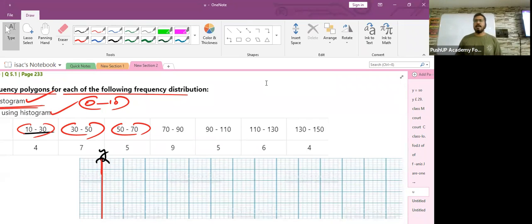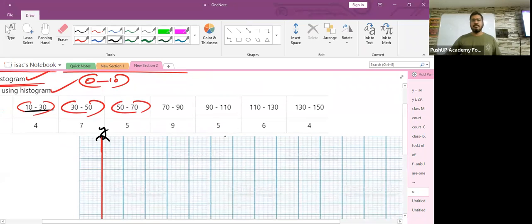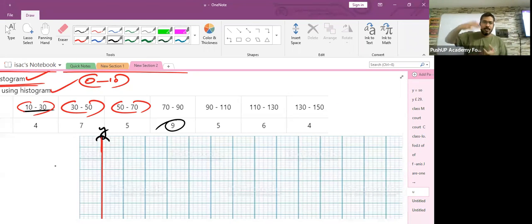Hemant, tell me how can I decide each centimeter will be equal to how many units? 1 unit. How did you decide that? You have to look out for the highest frequency. 4, 7, 5, 9, 5, 6, 4. What is the highest frequency? 9 is the highest frequency, isn't it? So you have enough and more space on the y-axis to accommodate these 9 frequencies, or the maximum frequency, which is 9, right? Can we take 1 centimeter equal to 1 frequency?